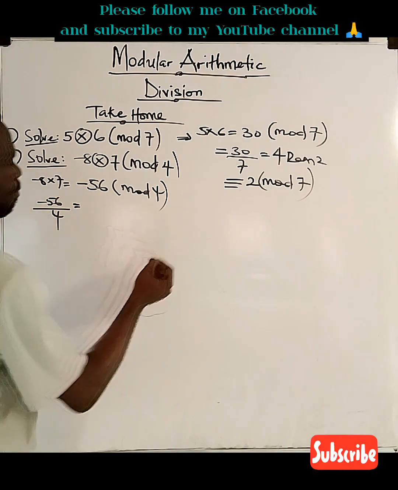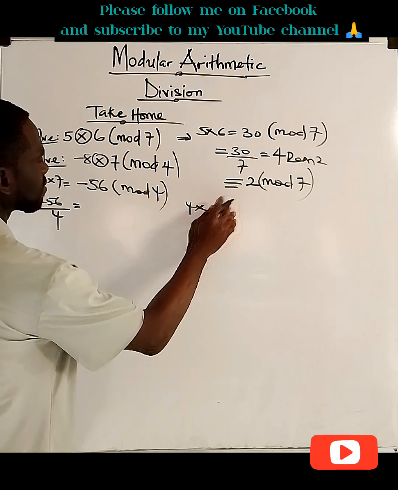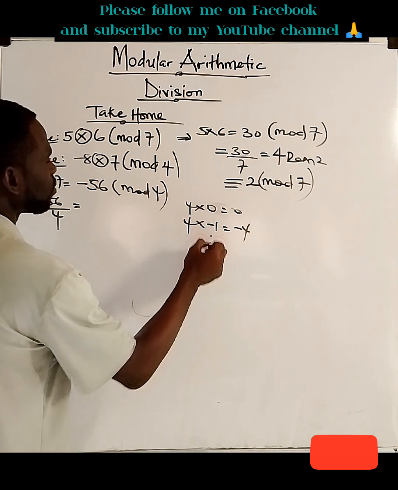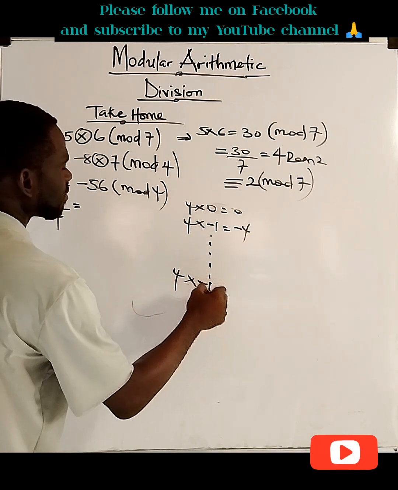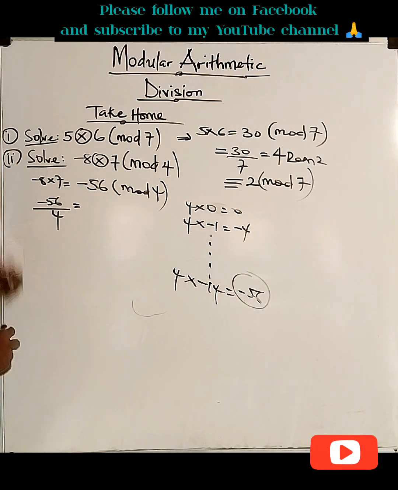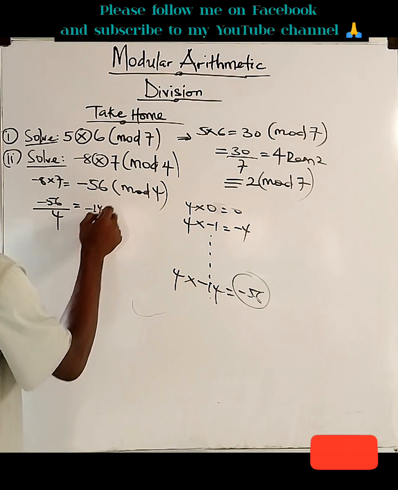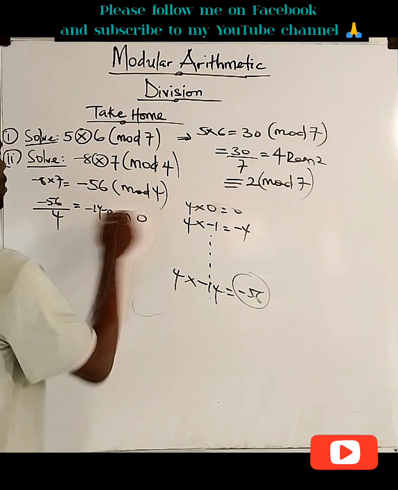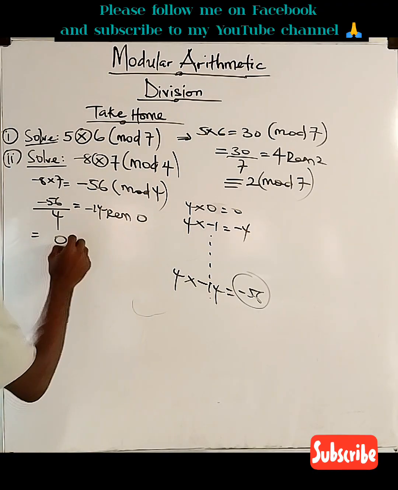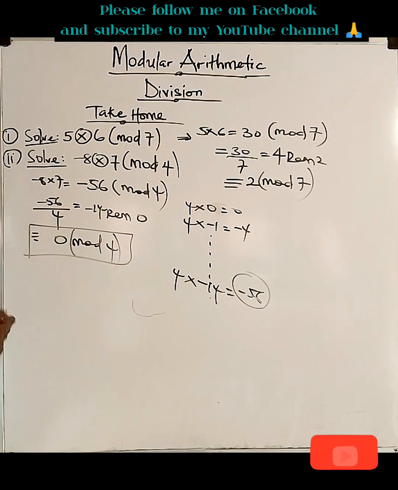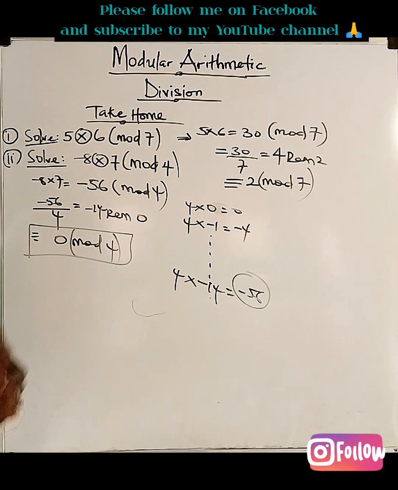If you create an operation table, 4 times 0, I beg your pardon, is 0. 4 times minus 1 is minus 4. You're going to go down like that, down to 4 times minus 14, which gives us minus 56. This is exactly what we are looking for. So minus 56 divided by 4 is minus 14. What's going to be the remainder? Minus 56 minus minus 56 is 0. So what do we have? We have 0 modulo 4. That's what we have. So the second question, minus 8 times 7 in modulo 4, is equivalent to 0 modulo 4, as simple as that.